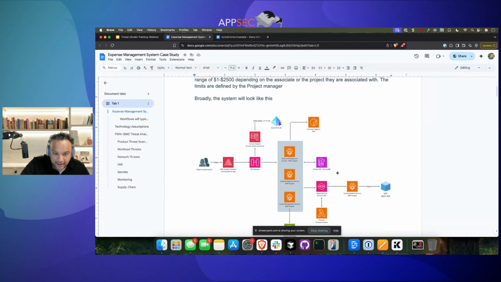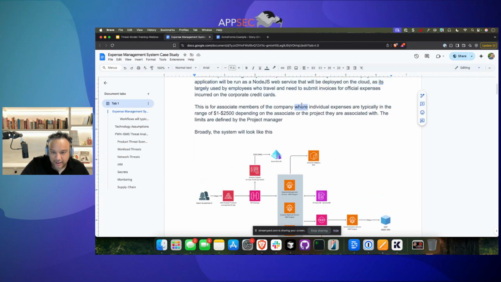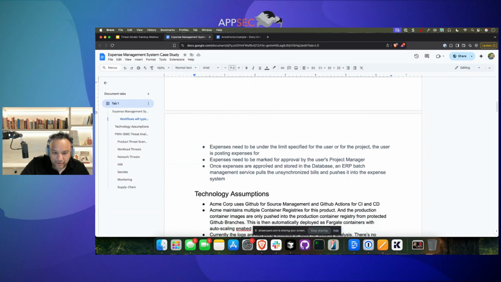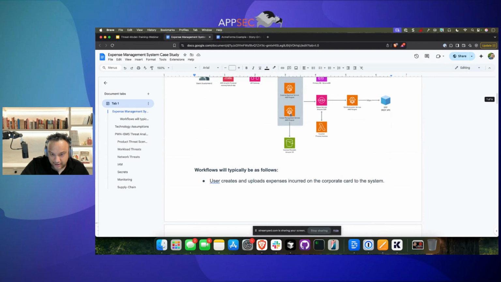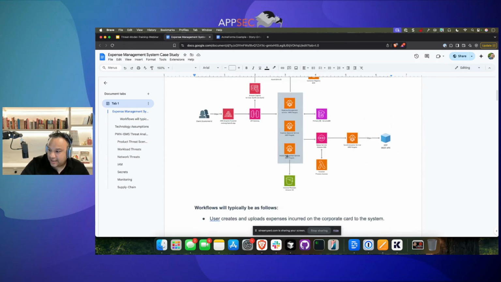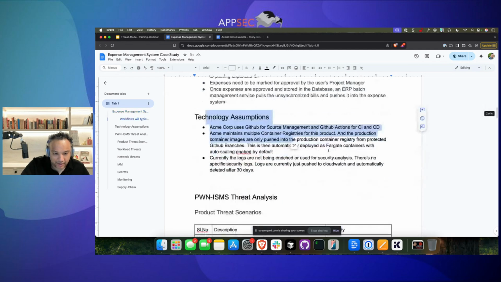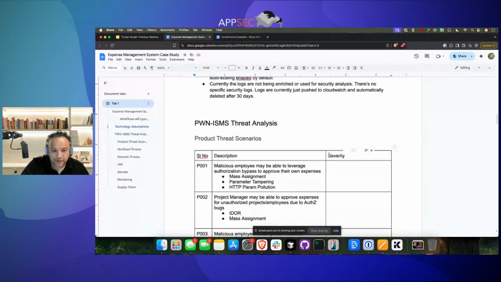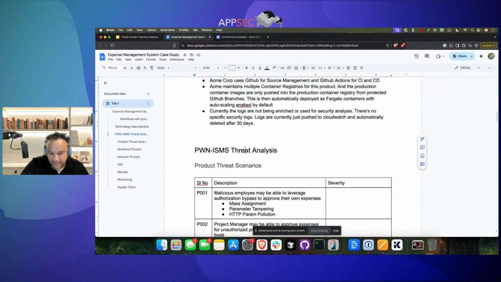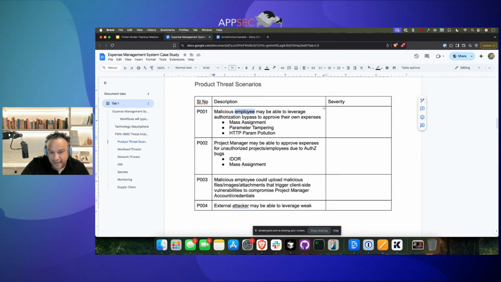Now you will see that there are some constraints that we've introduced, that expenses are typically between the $1 to $2,500 range. Project managers need to approve it, etc. There's some technology related assumptions. There are some diagrams that we have, basically explaining how the system works and where the system has been deployed. So this is all on AWS. In this case, the system is entirely on AWS. And there's a front end, there's an API gateway, there are a bunch of containers, there is a queue, there's a primary DynamoDB, and so on and so forth. So the way I've done it is I have captured the PWN-ISMS. So I've captured each of them as IDs, right?